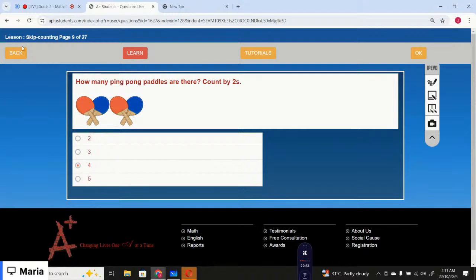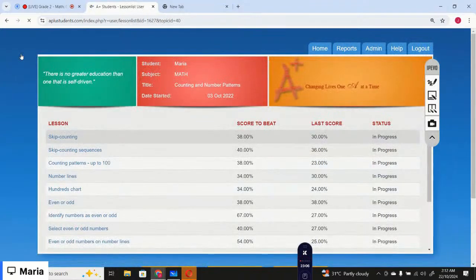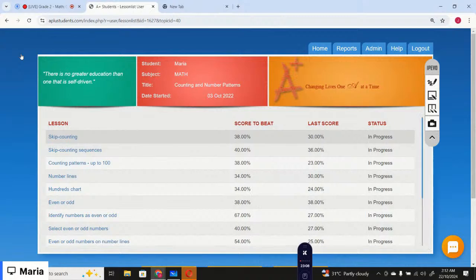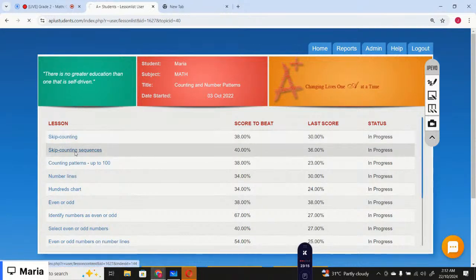Okay, you can complete the lesson by yourself later today. Let me just move on to the next lesson. The next lesson is skip counting sequences. So let's just start with the lesson. Let's see.